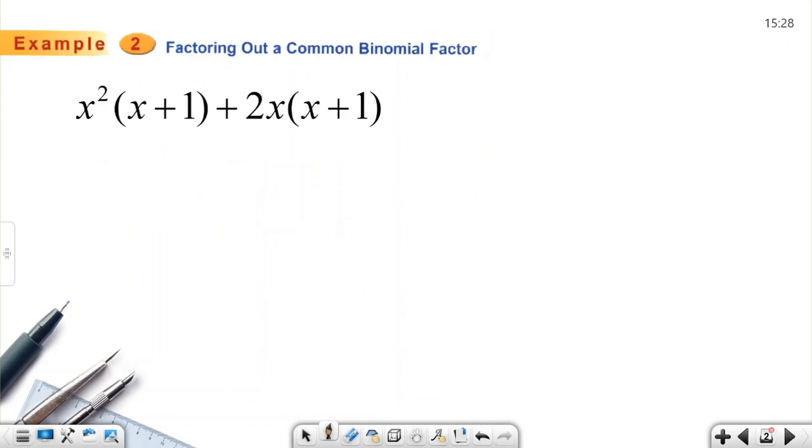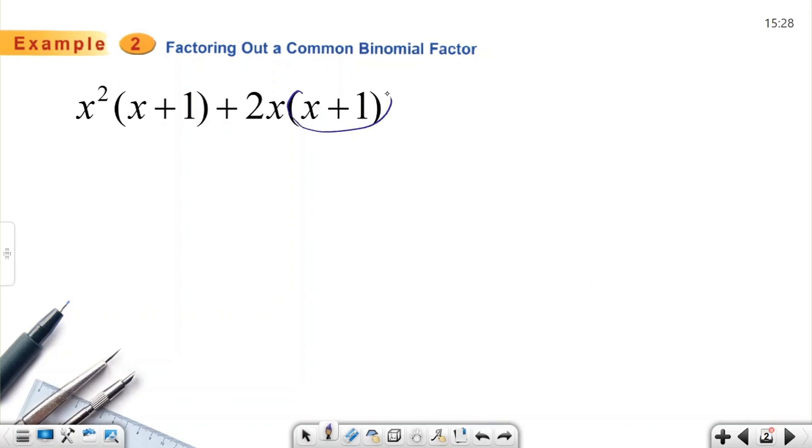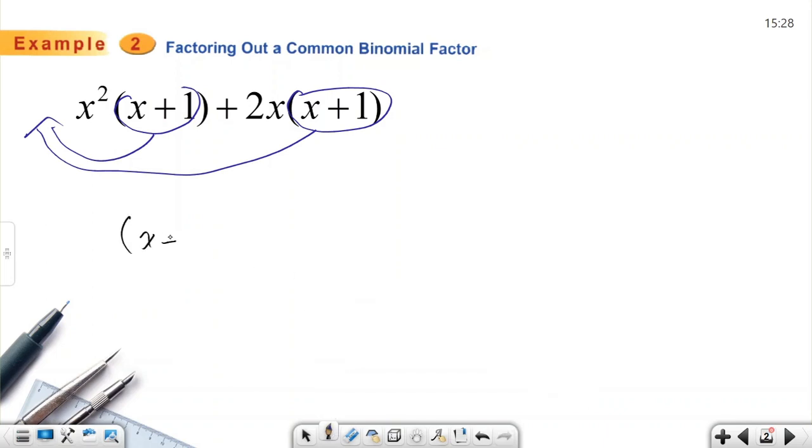Let's factor out a common binomial factor. So there's x squared times x plus 1 plus 2x times x plus 1. If you remember the distributive property, I'm using that here. I'm going to take this x plus 1 as a common factor and take it out of the parentheses. So x plus 1 is taken out, and x squared multiplied by x plus 1.